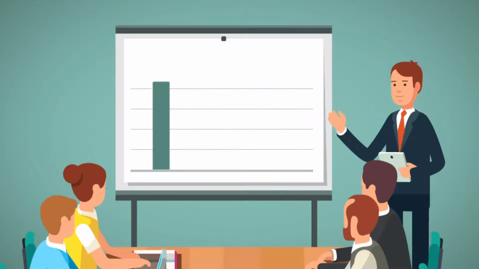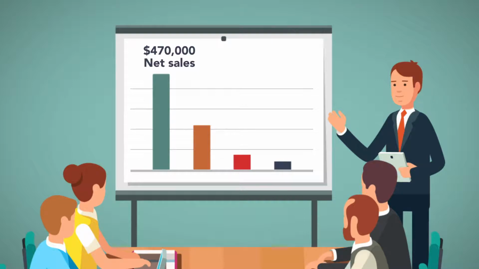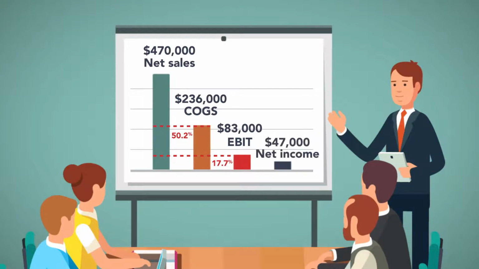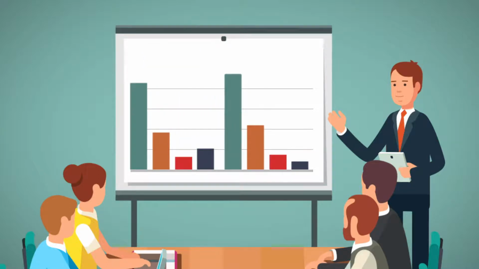For example, Acme Corporation earned $470,000 in net sales this past year. Acme also has cost of goods sold of $236,000, which is 50.2% of net sales. The company's EBIT was $83,000, which is 17.7% of net sales, and net income of $47,000, which is 10% of net sales. While none of these numbers may be significant in a vacuum, we can compare these numbers to those of previous years or of other companies in the industry to gauge the company's trajectory and competitiveness.